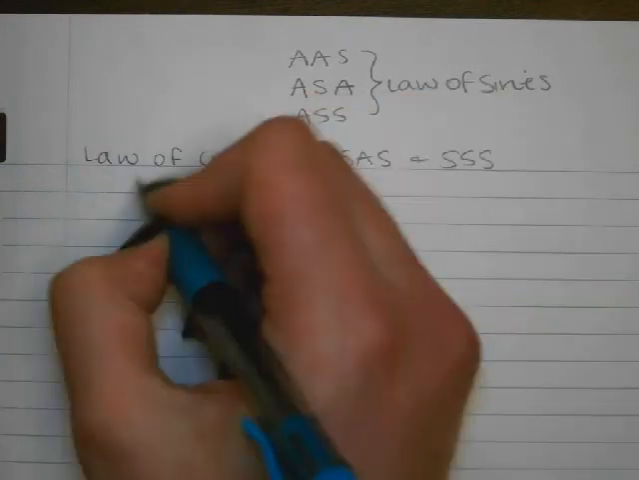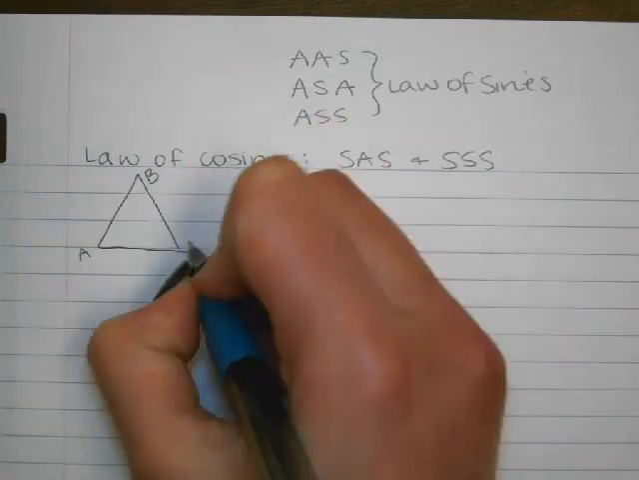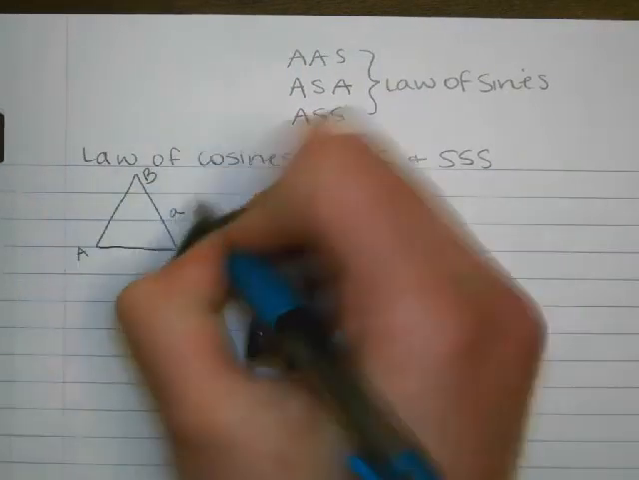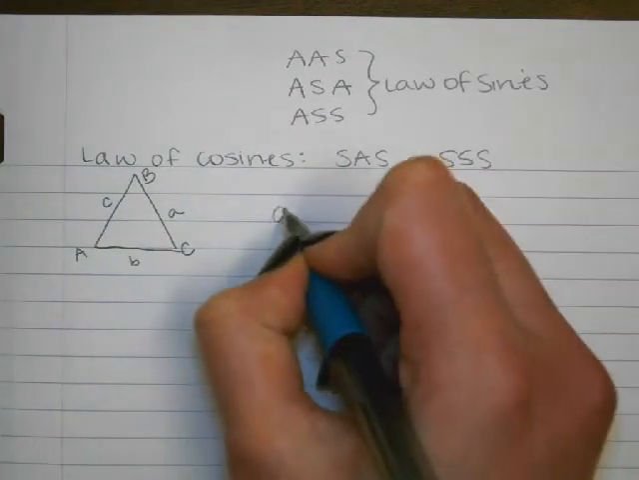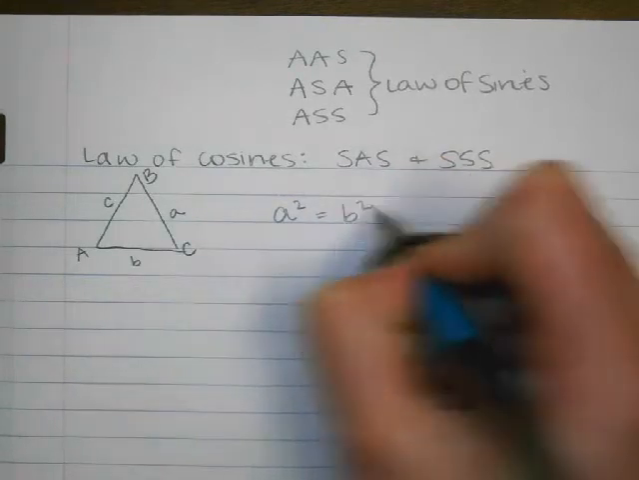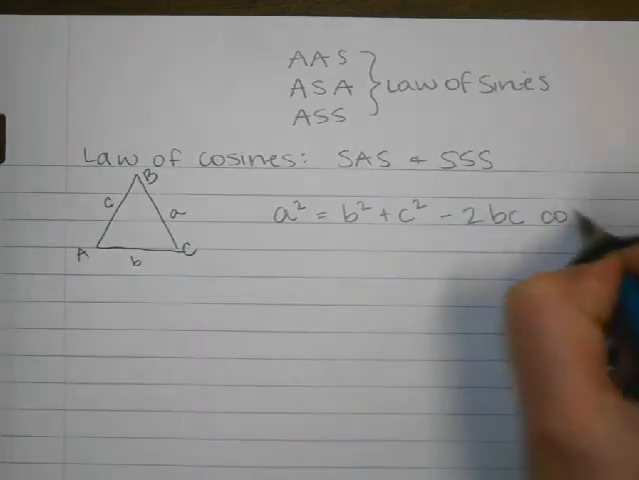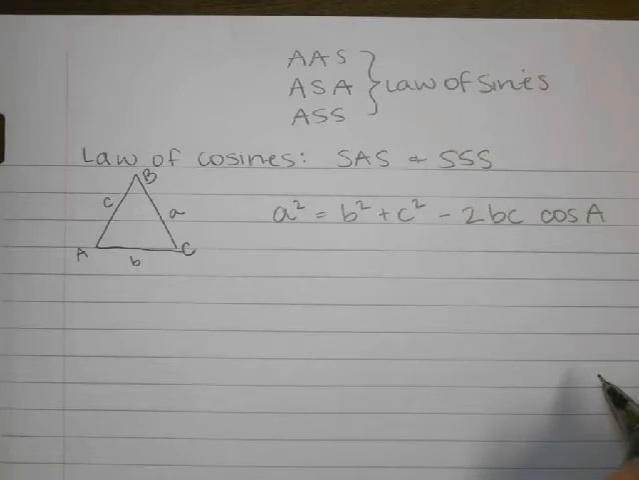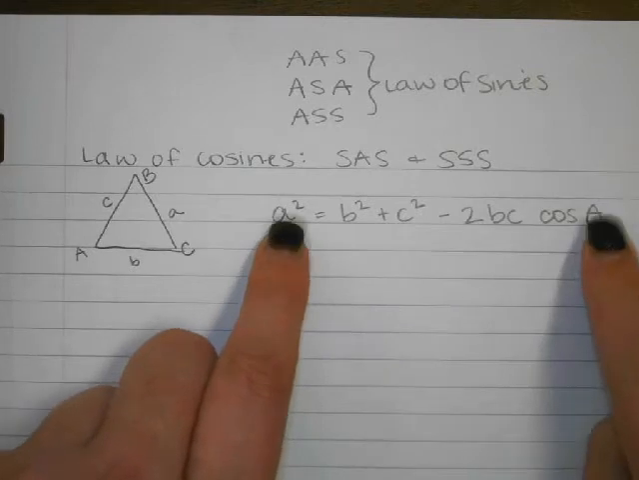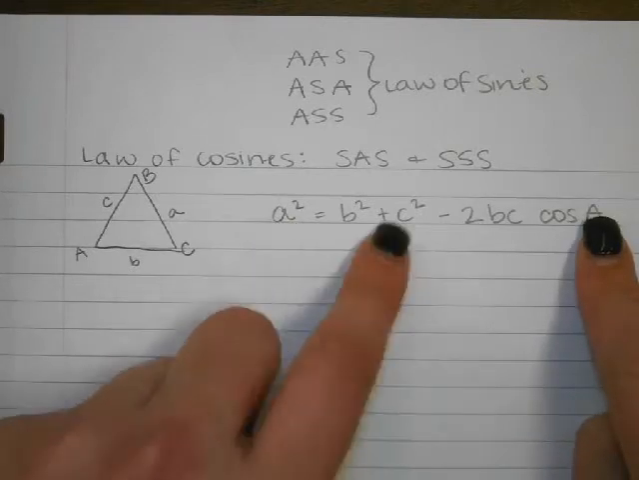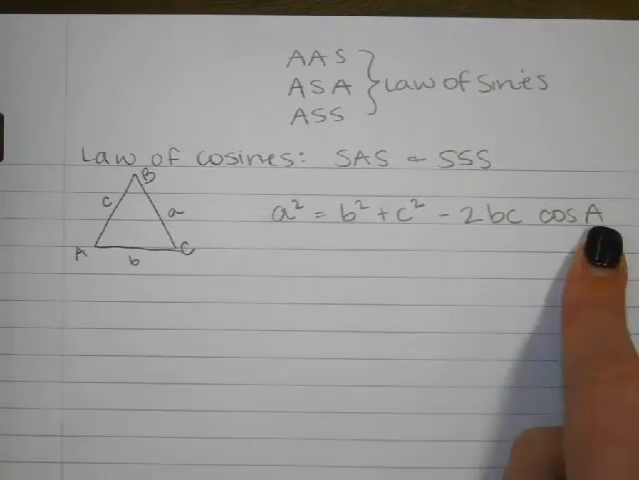So if we have a triangle, and we have angle A, angle B, angle C, side A, side B, side C, the law of cosines is A squared equals B squared plus C squared minus 2BC cos A. You'll notice that the side that we're talking about and the angle that we're talking about are kind of on either end. And then it's the other two sides squared minus 2 times the other two sides. That's the pattern that I always think of this with.